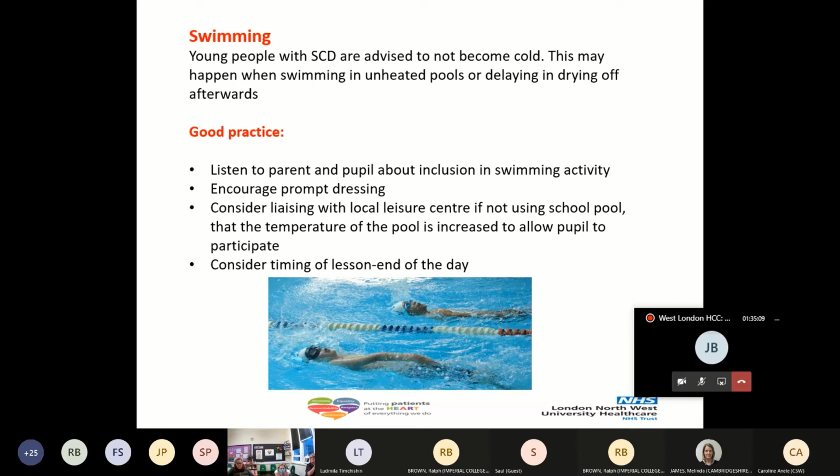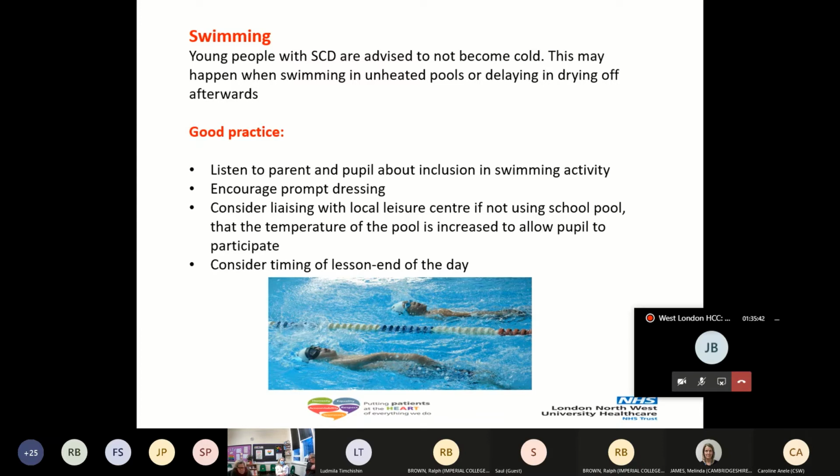So things that we can do to help them would be talking to the parents and the child about trying to include them in swimming, because we want them to do some activity. Encouraging prompt dressing, and it may be that if they're in primary school and swimming is part of the curriculum, you may just need an extra pair of hands. So you might just need another person, albeit a teaching assistant, or more often the parent of the child with sickle cell disease will come in to help their child to get dressed, to chivvy them along a little bit.